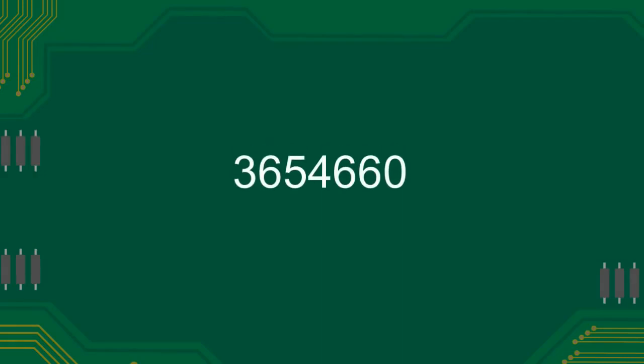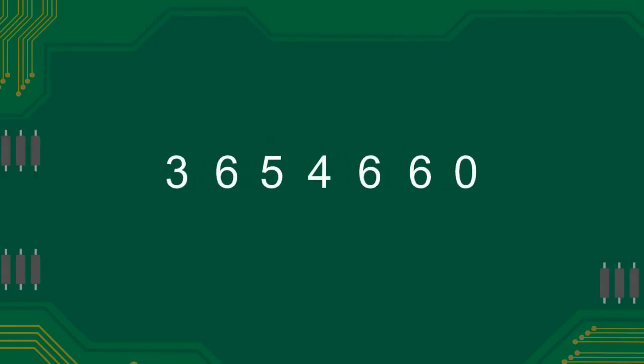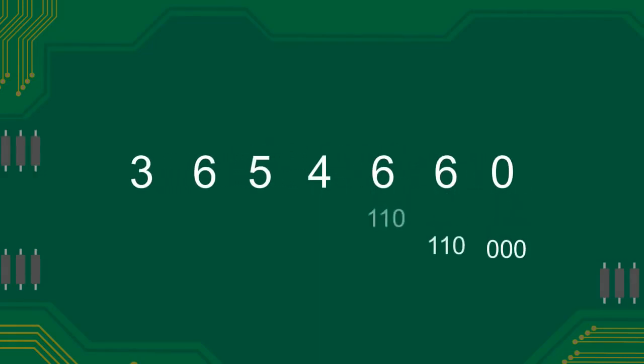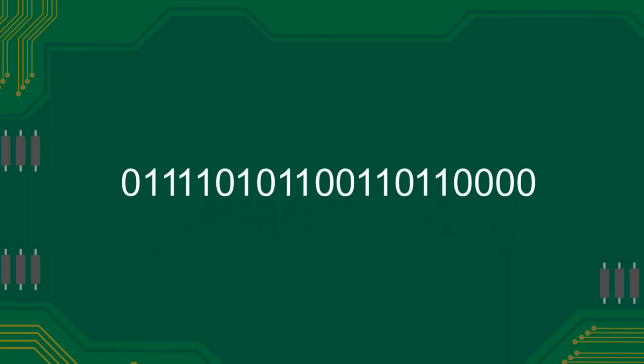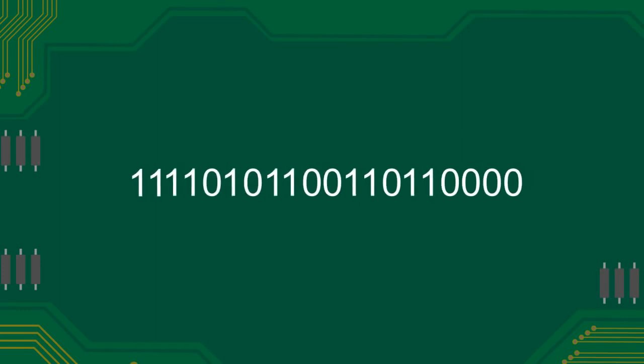To convert a multiple-digit octal number to binary, each octal digit in the number is converted to a 3-bit binary equivalent, and the binary digits are all combined into a single binary number. Any leading zeros can be removed.